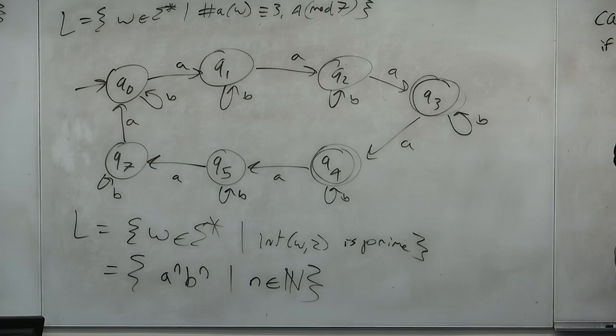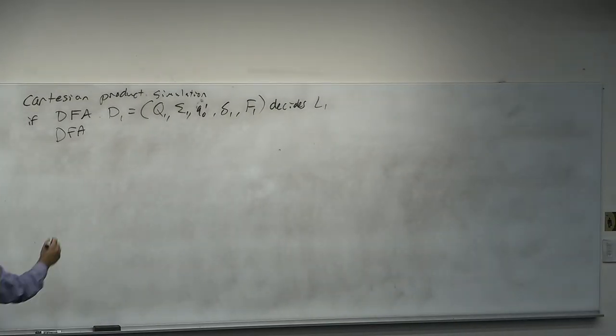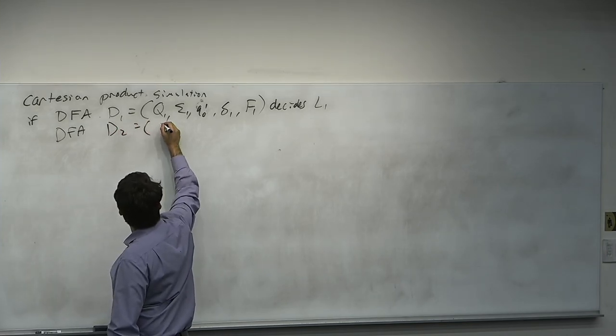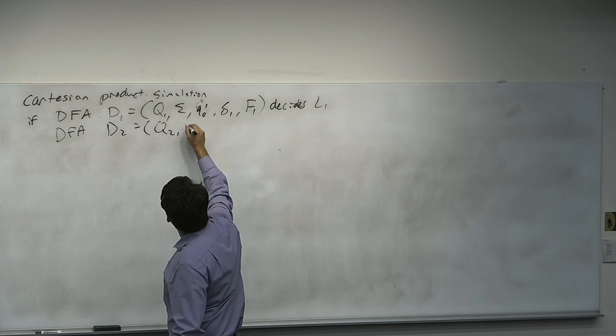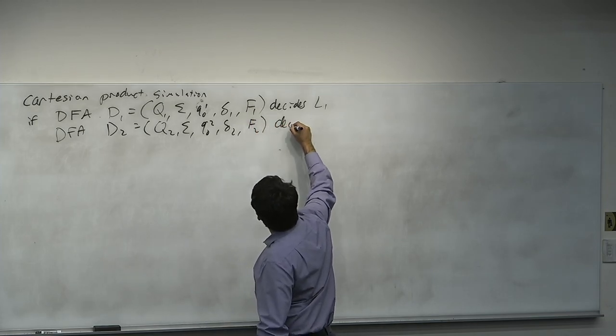If DFA D1, which is equal to Q1, sigma, delta 1, no, excuse me, Q1, sigma, Q0_1, delta 1, and F1 decides L1, and DFA D2 is Q2, let's just make sigma the same to make this simple, Q0_2, delta 2, and F2 decides L2.